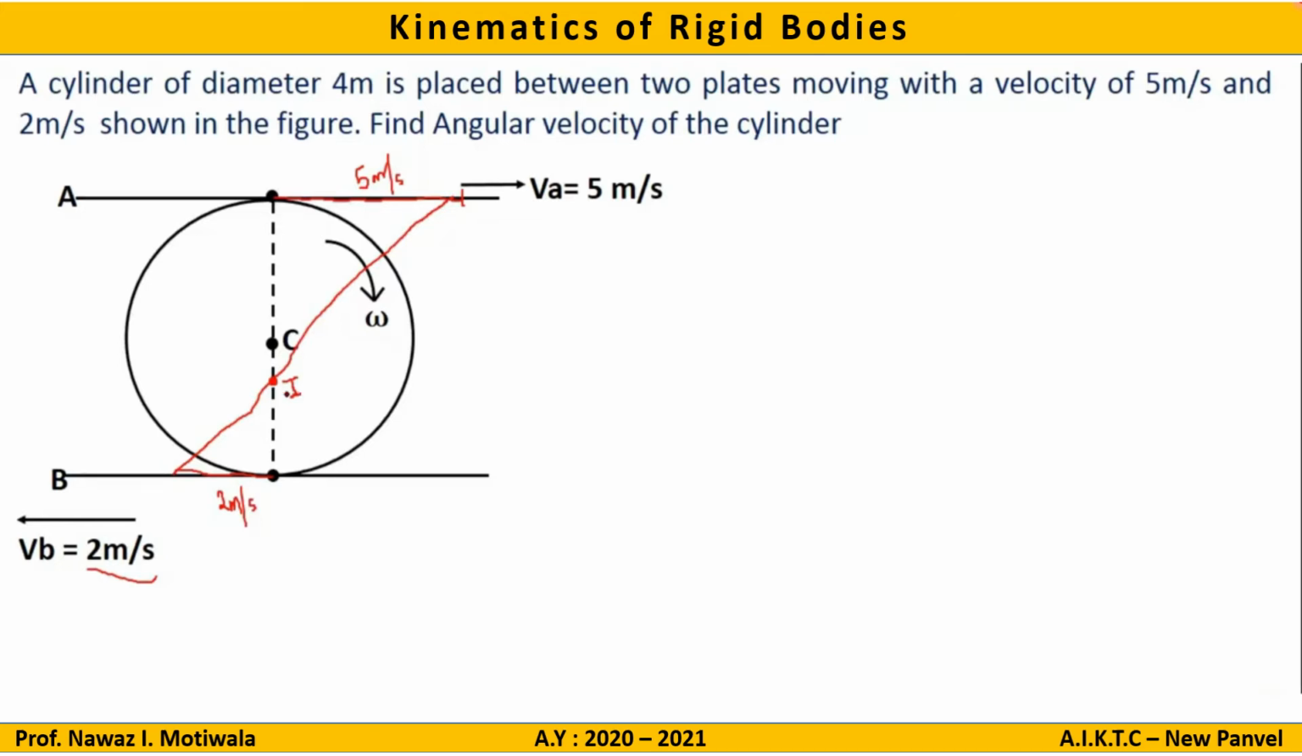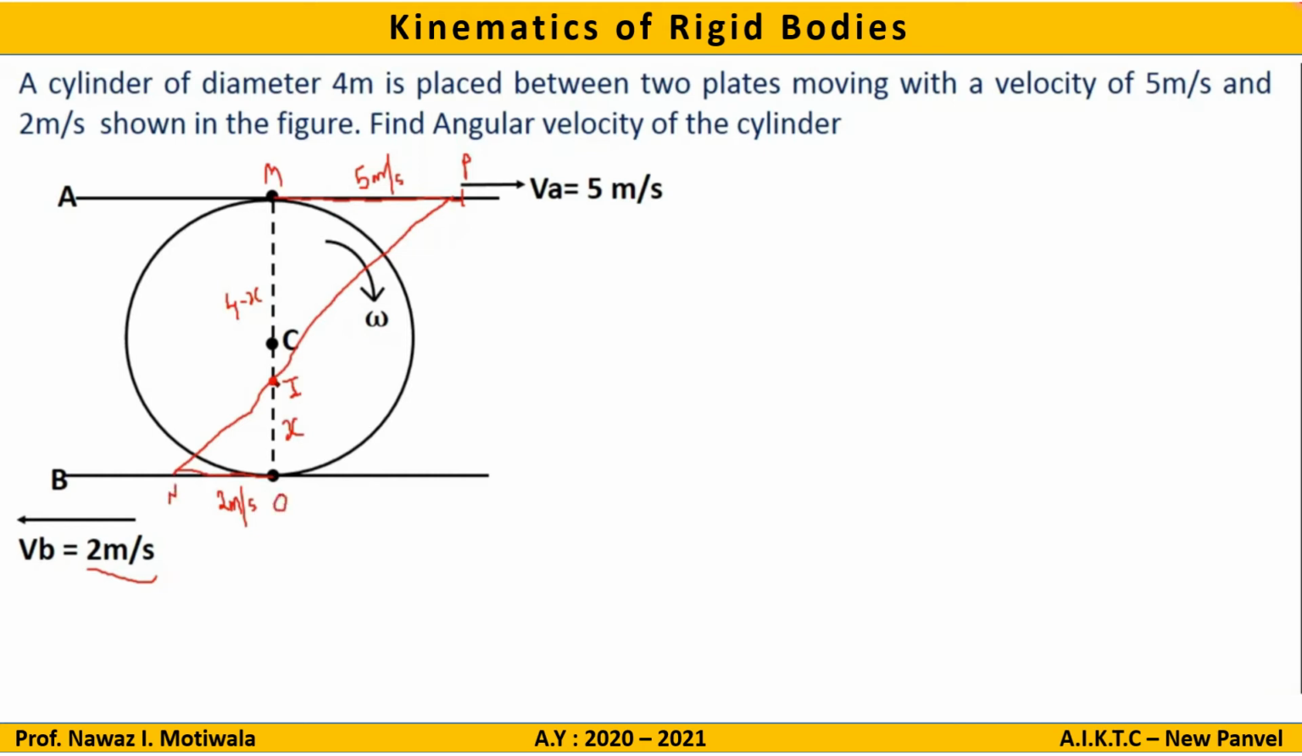In the previous problem we considered that I lies at a distance of x from this point. Same I will consider here also. Let us say I lies at a distance of x from this particular point. If this is x, what will be the distance from this point to this point? It will be 4 minus x, because the entire diameter is 4. Now again applying the concept of similarity in this triangle. Let us name these points M and P, and N and O.